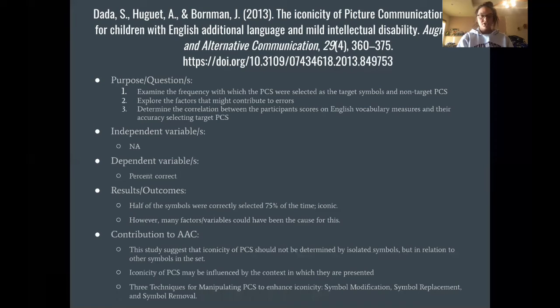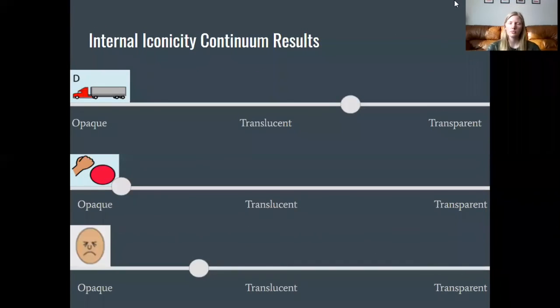The contribution to AAC through this study was that the iconicity of PCS should not be determined by isolated symbols, but rather in relation to other symbols, and these symbols may be influenced depending on how they are presented.